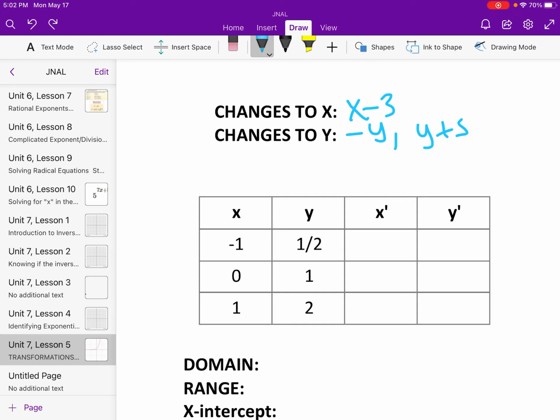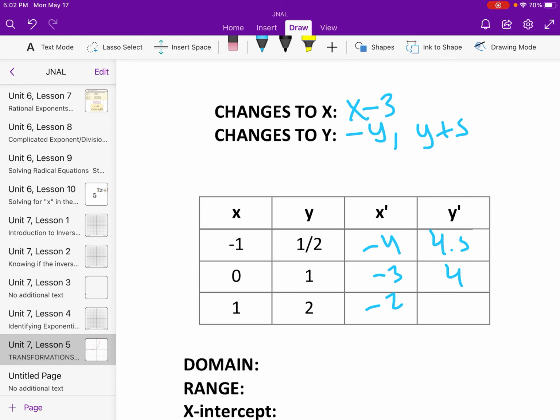So we'll start out with the x's -3. This is what we would get. And then our y's need to be negative. Then we need to add 5 to them. So -1/2 plus 5 is 4.5. -1 plus 5 is 4. -2 plus 5 is 3. So these are our points. Let's graph them. So -4, 4.5.